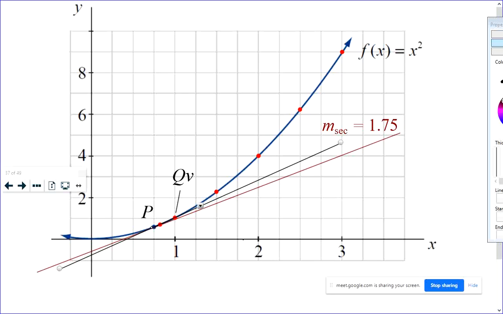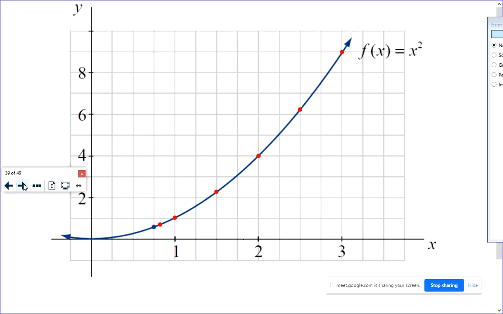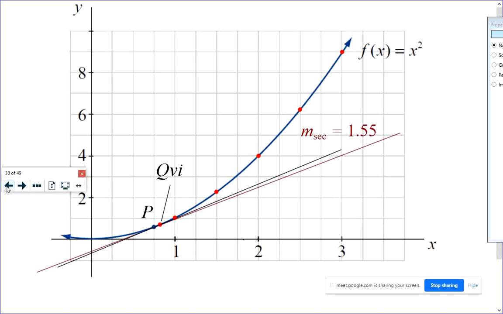No matter how close Q moves to P, you will never get a parallel line, but it will always get closer. And if you take a look at this one, look at these 2 points, P and the red dot right next to it. They are so close to each other, but the lines are not the same lines. Are you with me on this so far?